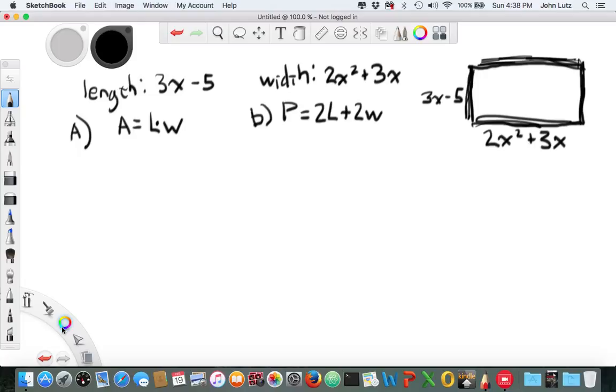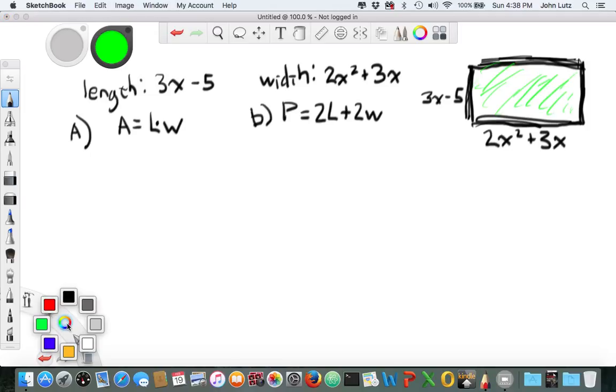I always like to think of your area as what happens inside your figure, right? That's your area. And the perimeter is what's happening around the outside of your figure, right?